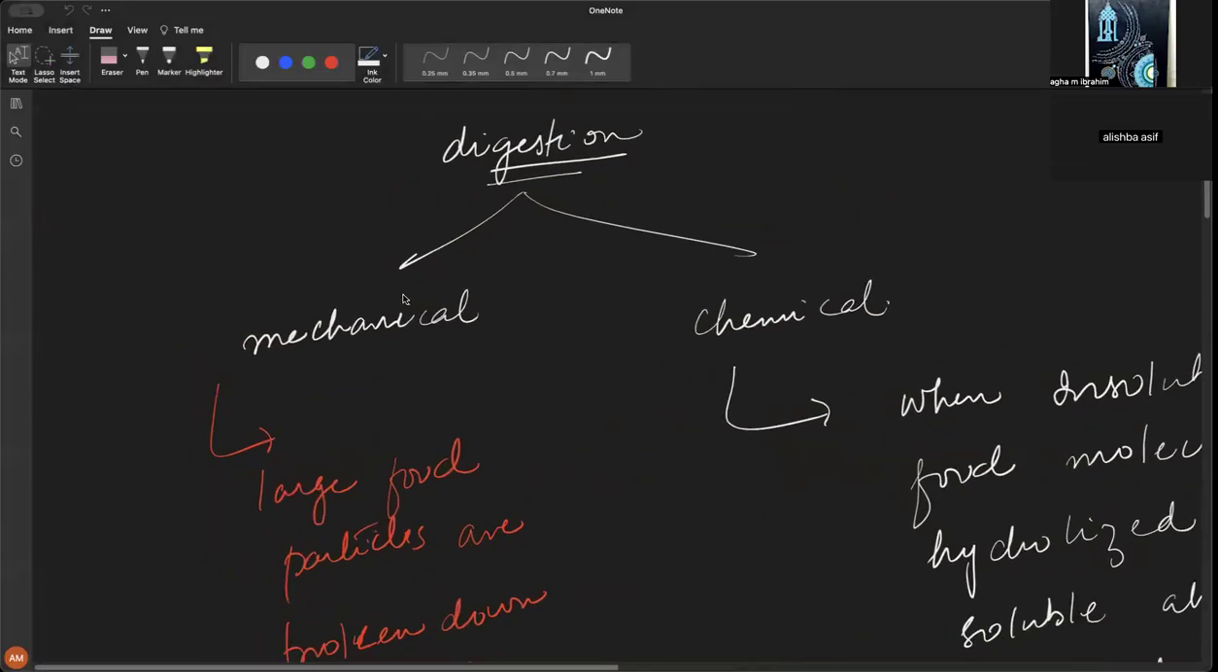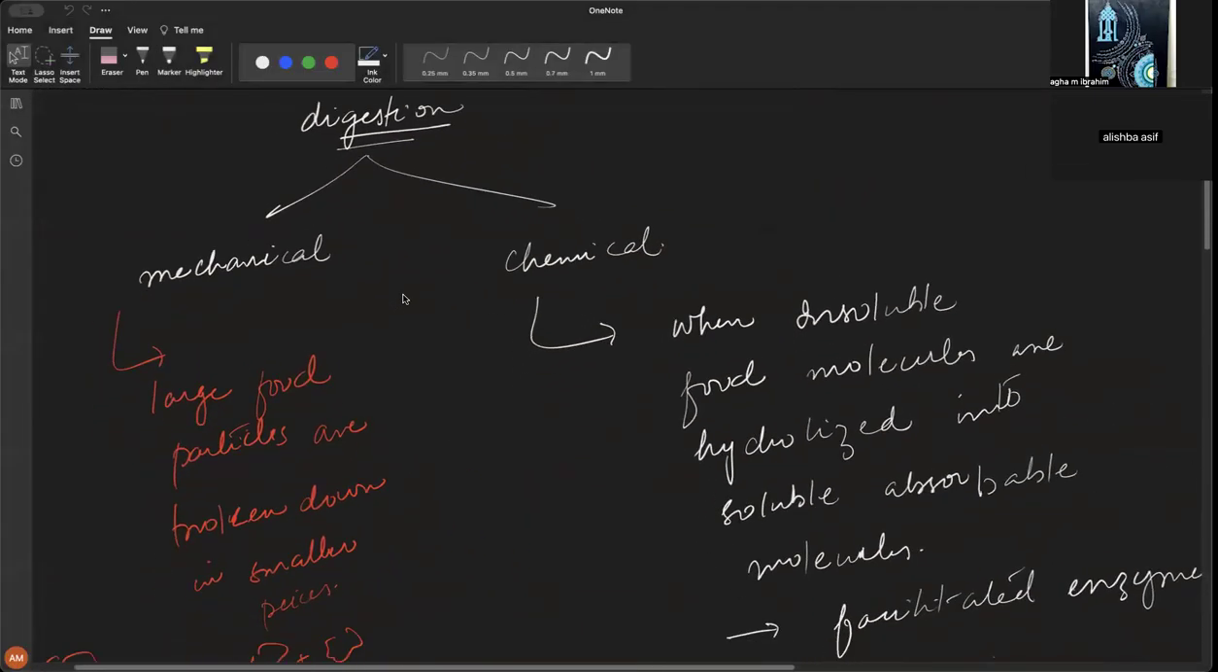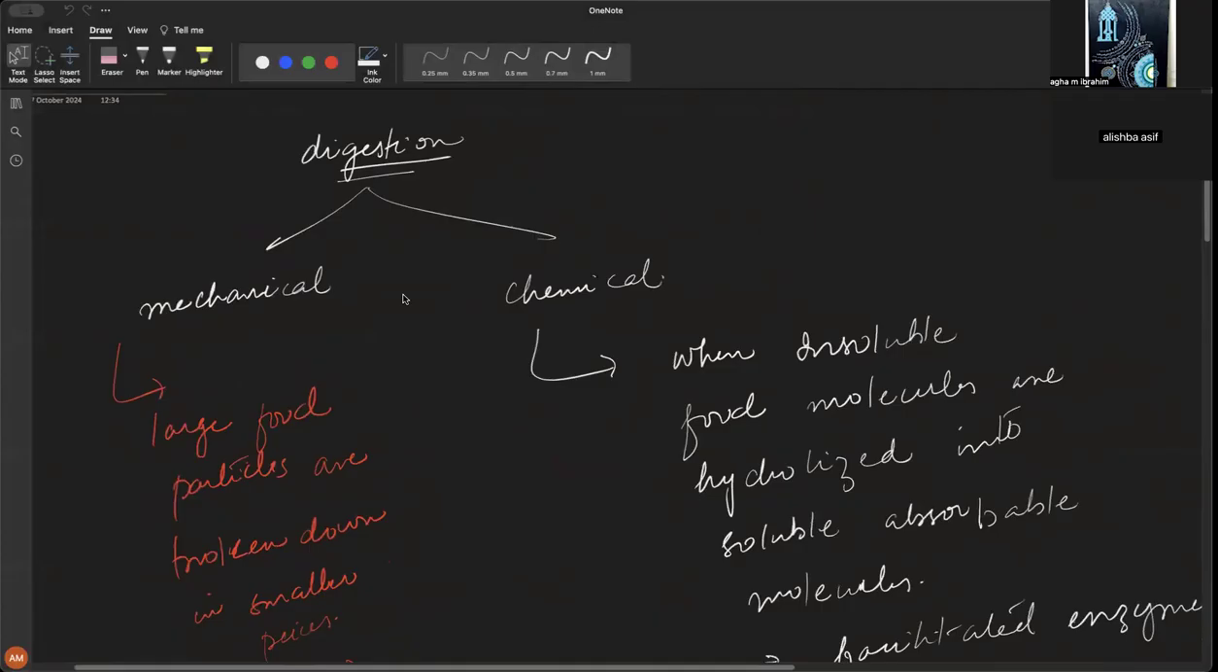All right, digestion. Let's start with digestion. We need to understand a few things before we jump into the alimentary canal completely.